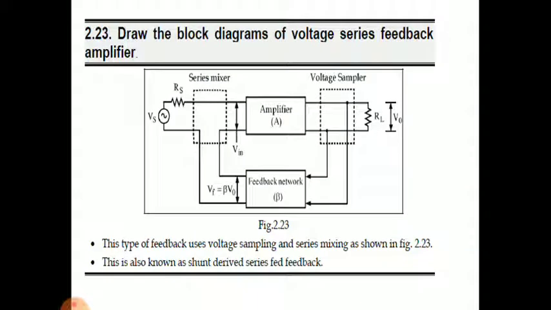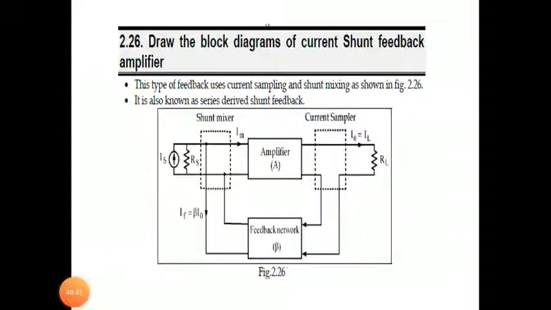Next, the block diagrams. Four types we have seen: voltage series, voltage shunt, current series, and current shunt. So this is today's topics.